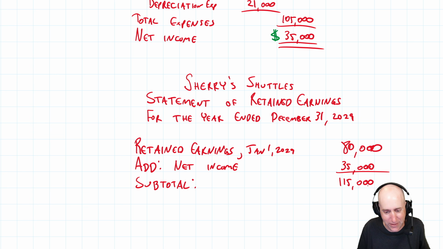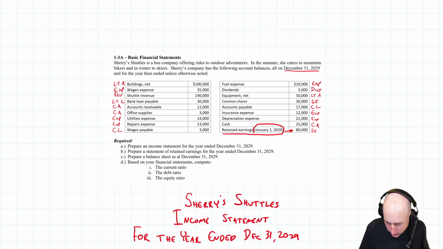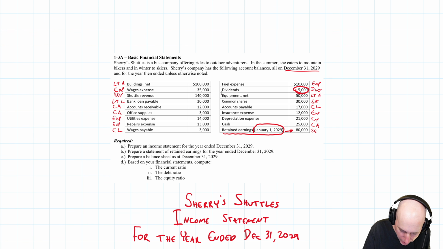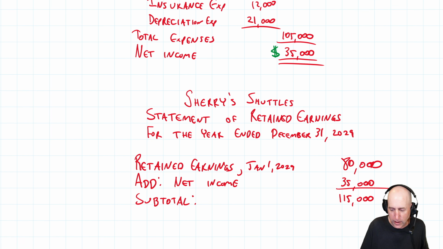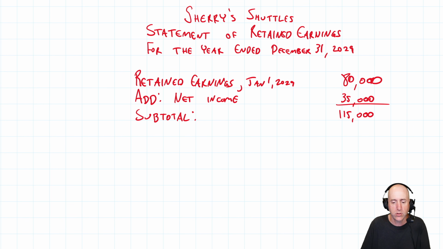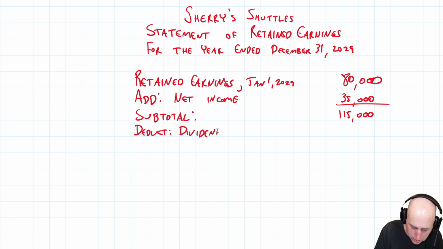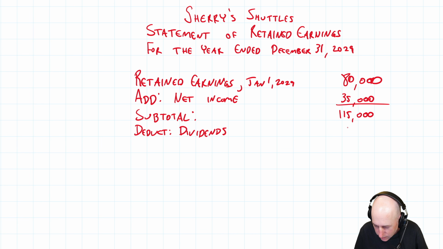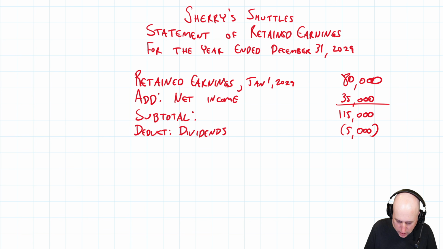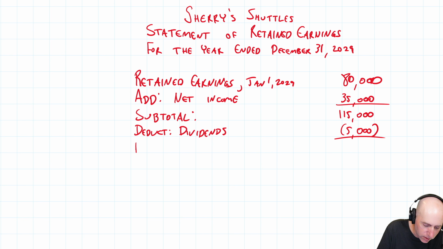But I did pay dividends. How big were my dividends? Well, right there, $5,000 under dividends. So I take away the dividends. That's the shareholders taking money out of the company. So I deduct dividends. And my dividends were $5,000. Now this one goes in brackets. We deduct dividends, minus $5,000, and we get our ending retained earnings.